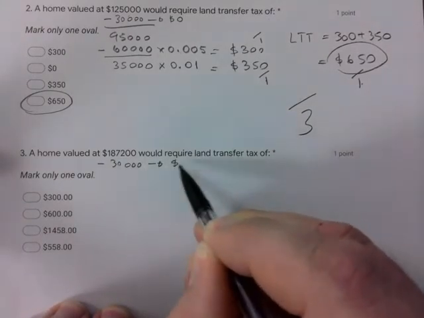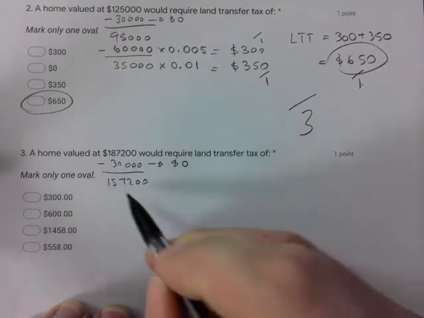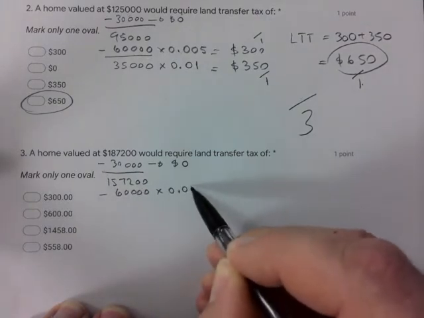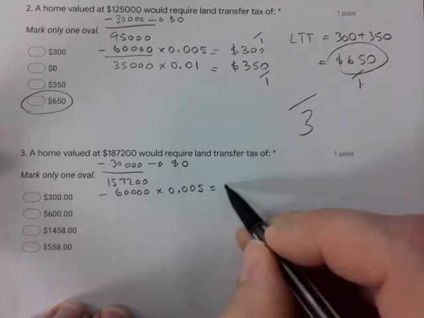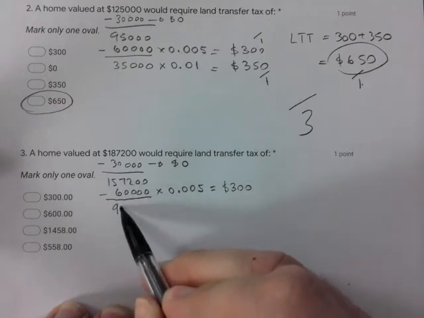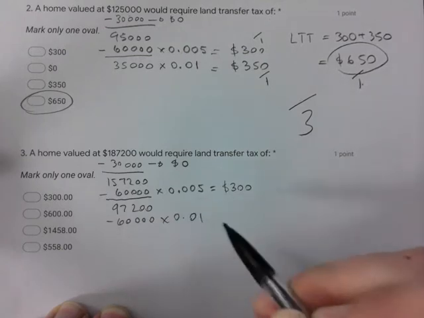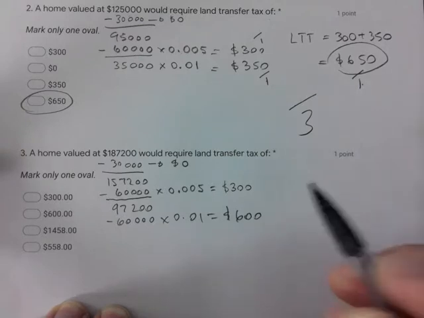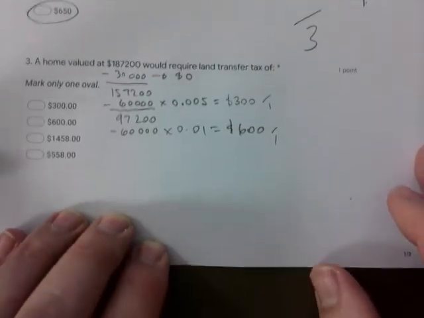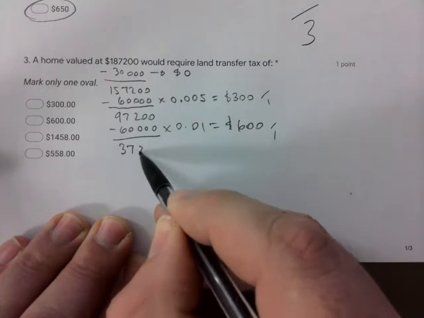For the first 30 grand, you don't pay anything. So you're left with 157,200. You can subtract 60,000 from it, and you pay 0.005, which is 0.5% on it, and that's 300 bucks. You subtract that, you're left with 97,200. I can definitely subtract my next 60,000 off of that, and that's 600 bucks. So you get 1 mark for the 300, 1 mark for the 600. And then you're left, if you subtract, you're left with 37,200.